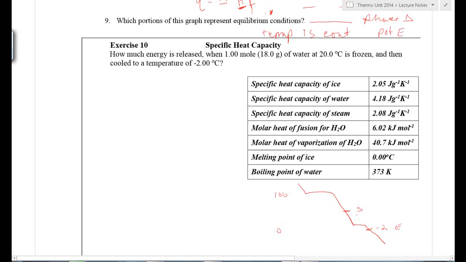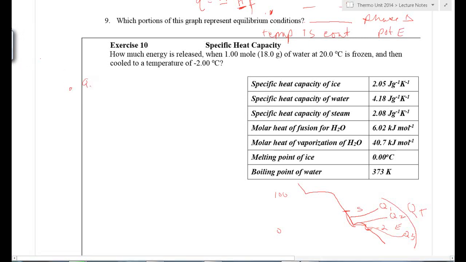So in order to figure out the total energy that's released, I need to calculate the energy at 3 different areas. Q1 is going to be what happens here. Q2 is going to be what happens at the plateau, and Q3 is what's going to happen after I'm done freezing and I am now cooling the solid, so that's going to be Q3. And I'm going to have to add them all together to get the total Q. Alright, so let's take a look at what that involves.